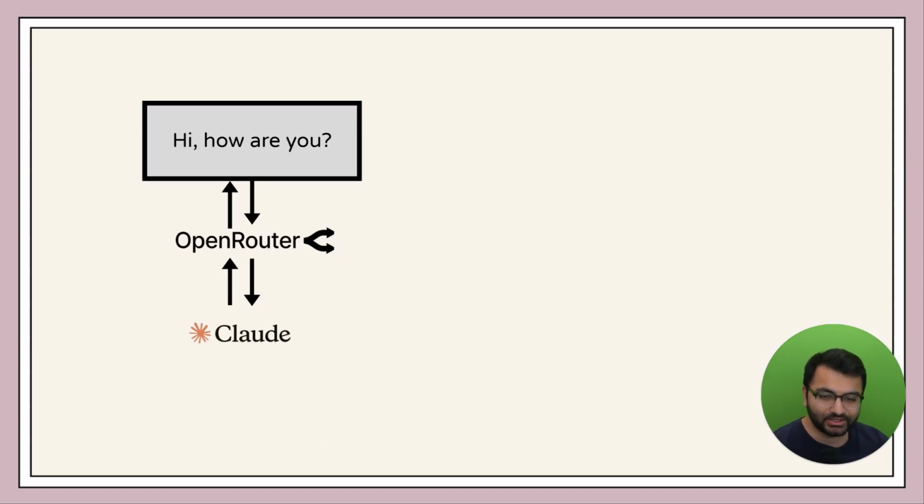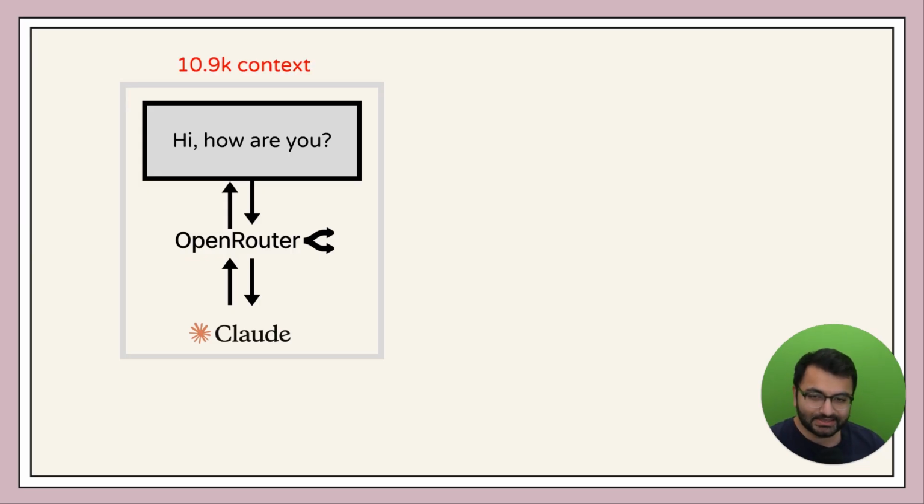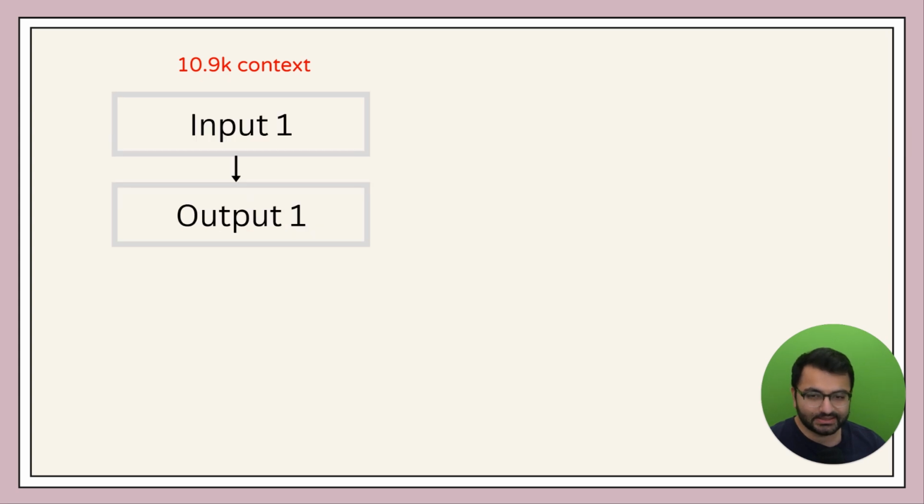Now, let's go back to our original example, which is, hi, how are you? We send that to OpenRouter. Claude gave us a response back. We can keep this simple, say that this was 10.9K context, and then just call this input 1 and output 1. Now, here's the thing.